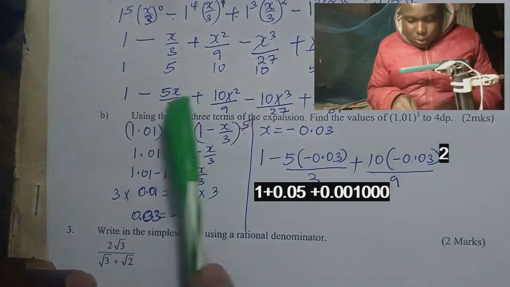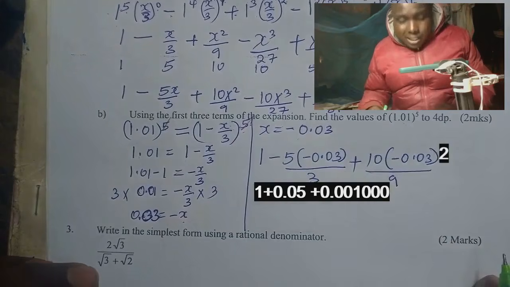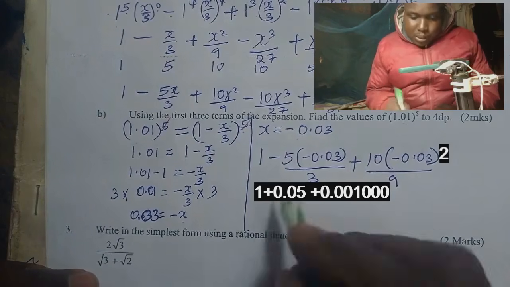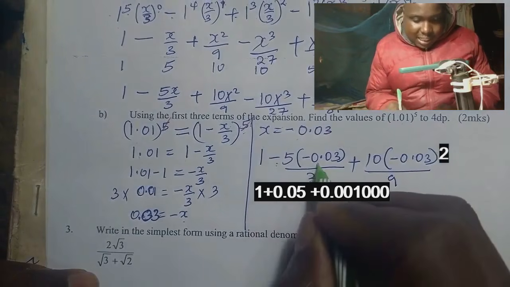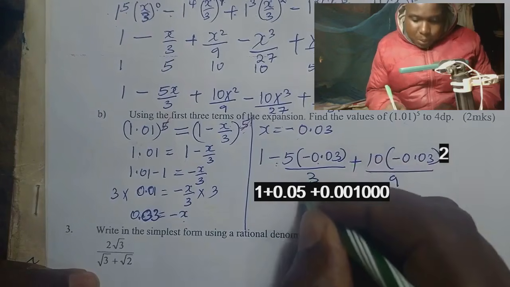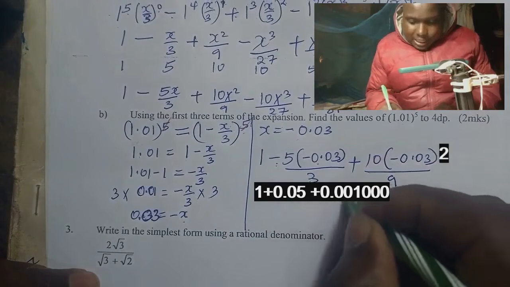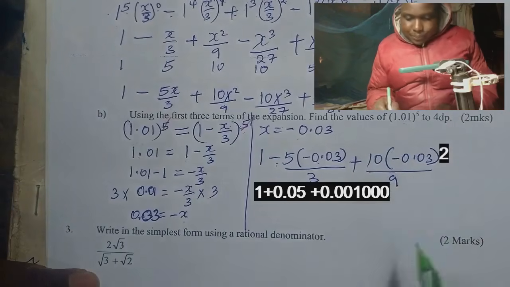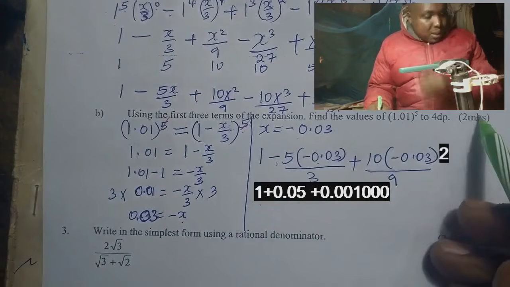The first 1, 2, 3, we have finished the first 1, 2, 3 because we have been told so. We have been asked to use the first 3 terms. You don't need to do otherwise. So when you mark, this one is going to be 1 minus this negative, this negative is going to be positive. So finally you will get 0.05 plus 0.001. This one is 1, this is this, and this is this.